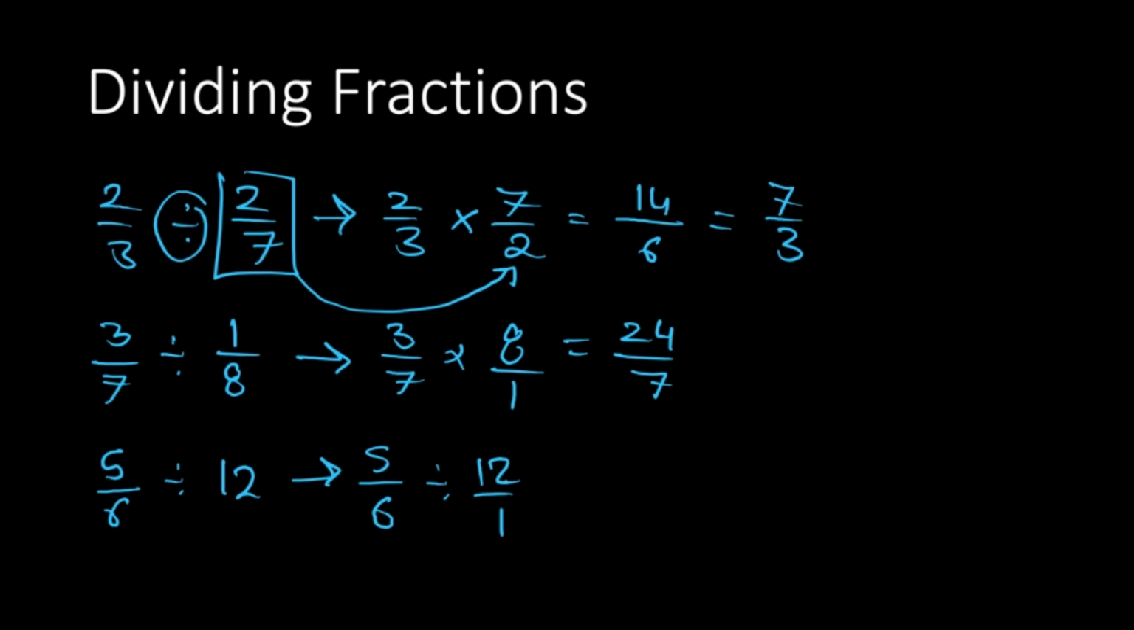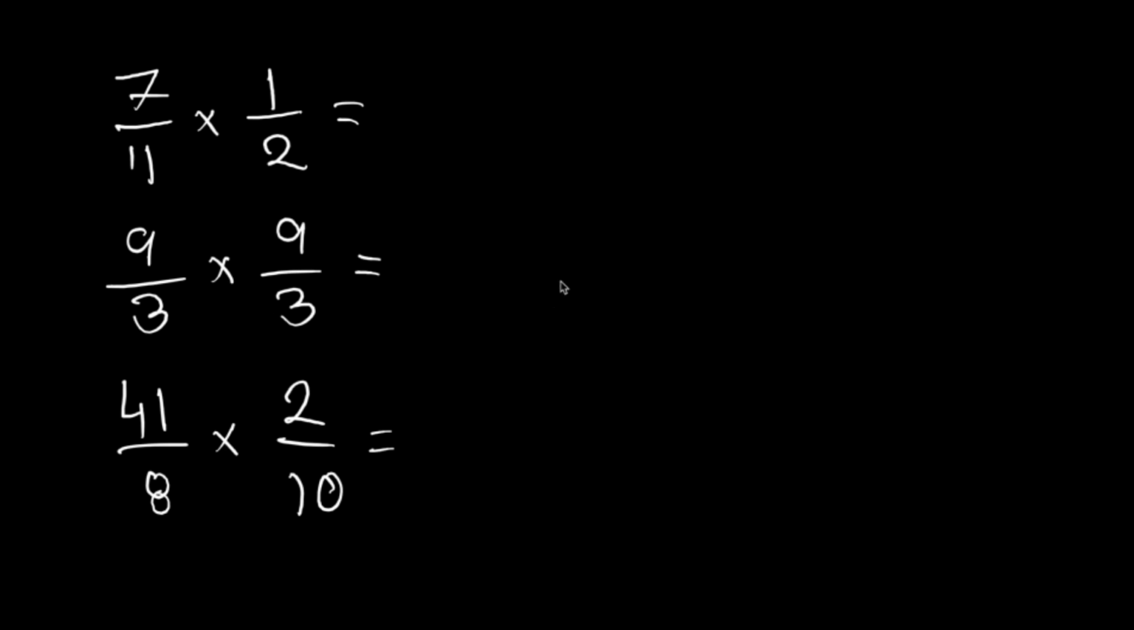If you want to flip the 12, you get the reciprocal and it becomes a times. So 5 over 6 times 1 over 12. See how we changed from 12 to 1 over 12? And then you finish off. 5 times 1 is 5 and 6 times 12 is 72. So pause the video and try to do this on your own.